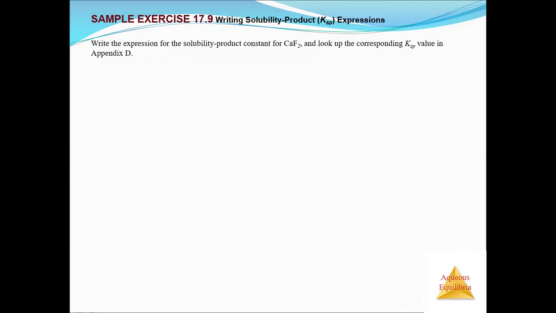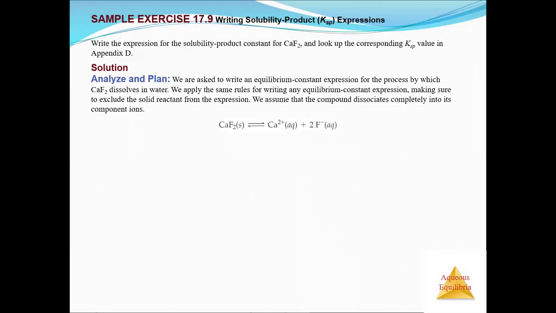It is Ksp. You have the salts labeled in terms of the name and their formula, and you will see what their corresponding Ksp values are. If I look up calcium fluoride, what is happening is I'm making calcium ions and fluoride ions. So that is the equation.